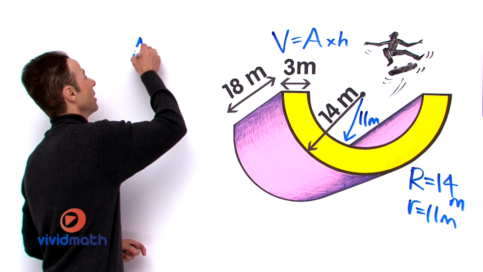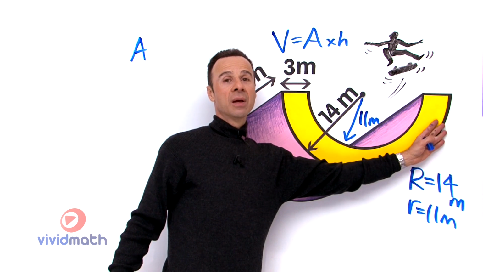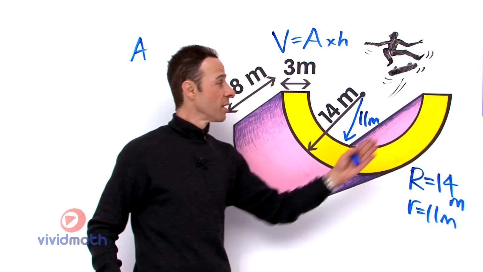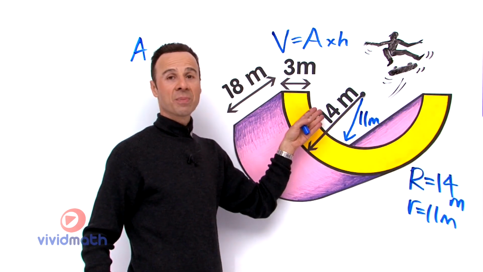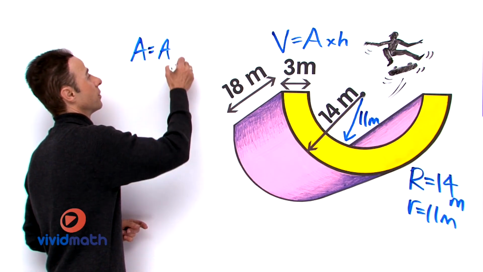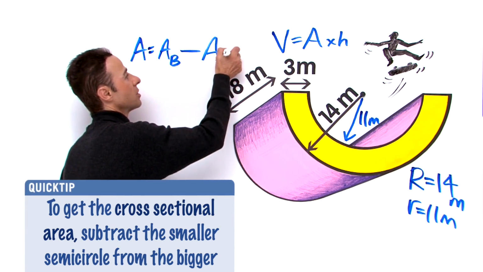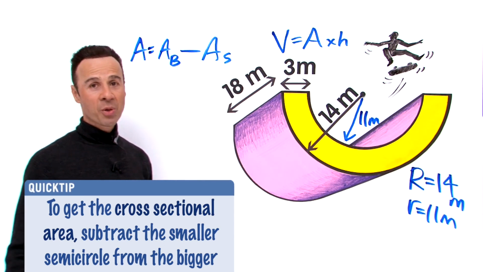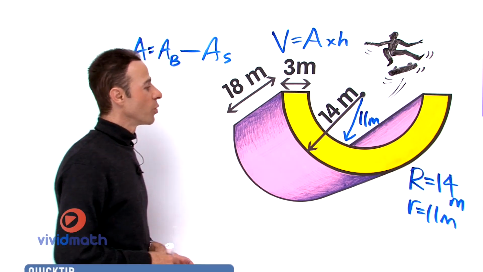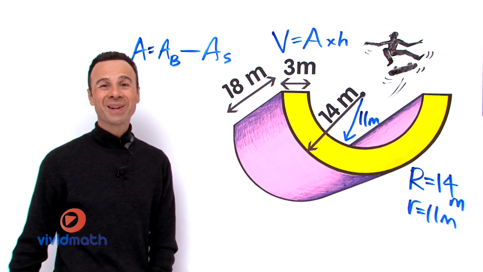Now, A is going to be the area of the big semicircle, and then take away or subtract the area of the small semicircle. Make sense? So let's write that down. That's going to equal area of the big semicircle minus the area of the small semicircle. And they're both semicircles. So we've got all our radii, we've got our dimensions. All we're going to do is plug it into the formula.